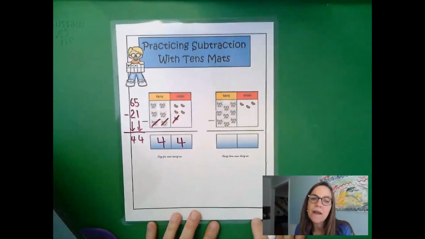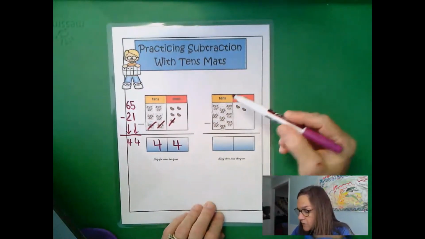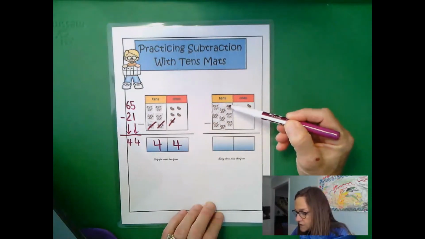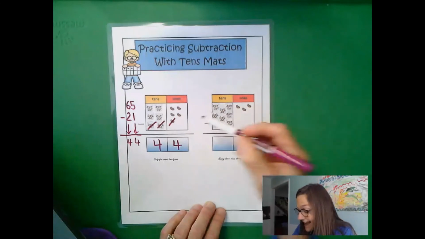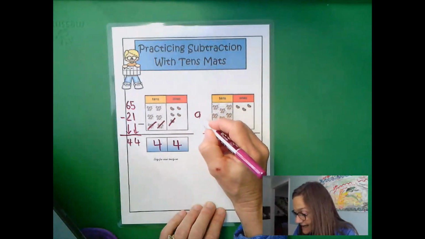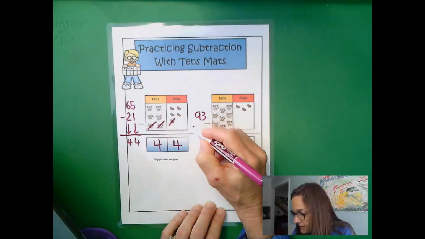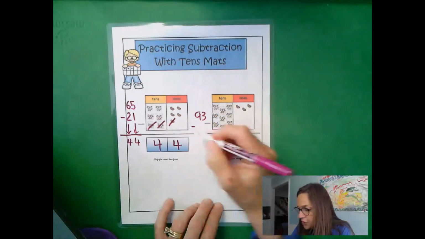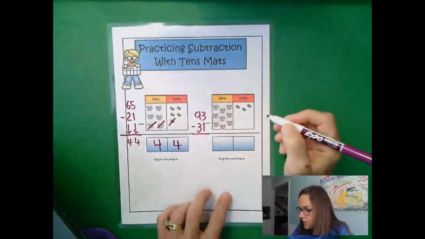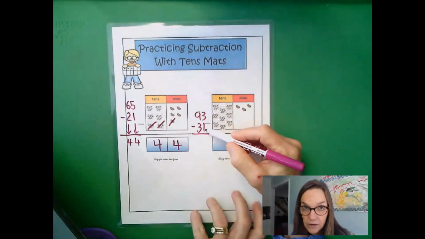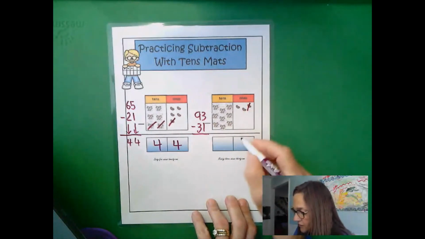Let's try one more. I know you can do this, but let's just try one more, okay? Here we have 10, 20, 30, 40, 50, 60, 70, 80, 90. We have 90, 1, 2, 3. And let's take away 31. Okay, so we're going to start in the ones column. We're going to take away 1. That leaves us with 2.